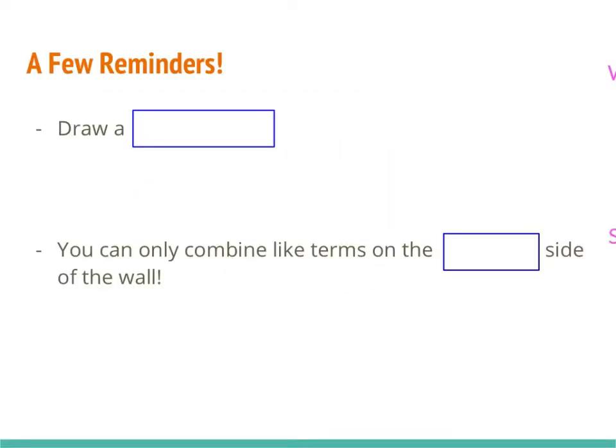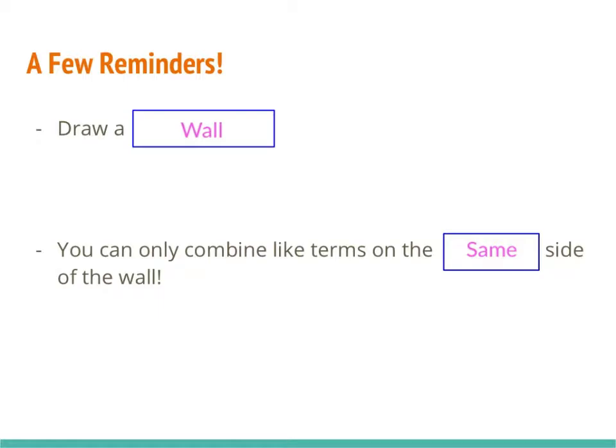Now, a few reminders before we begin. Remember, we always want to draw that wall so that we can keep those sides separated from each other. You can only combine like terms on the same side of the wall. So we're going to have equations that have variables on one side of the equation and on the other, but it's important to know that we can't just combine them unless they're on the same side of the wall.